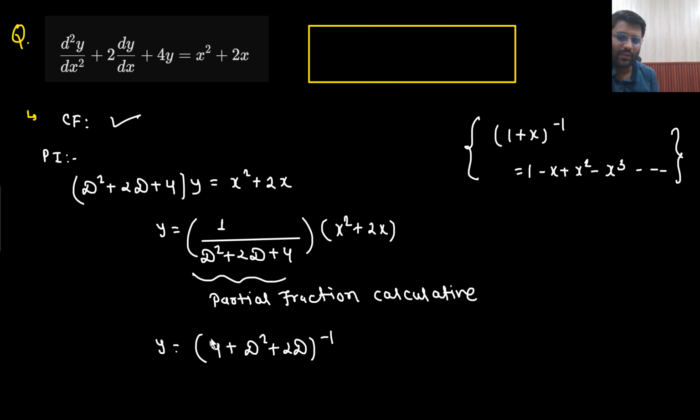Right? So now you know that, sir, 4 I will take outside. Here it is x square plus 2x. Sir, 4 I will take outside. 4 if I take outside, it will go 4 to the power minus 1. That will become 1 by 4. 1 plus d square plus 2d by 4.